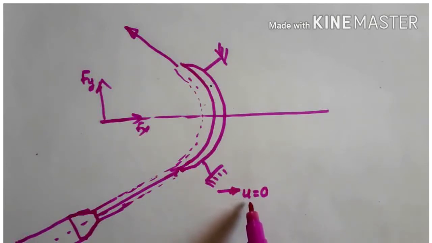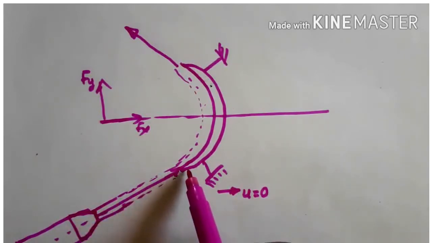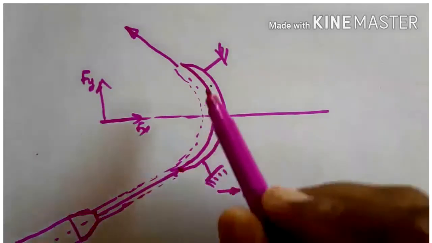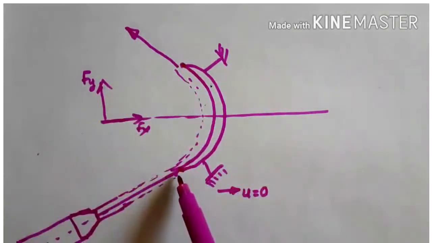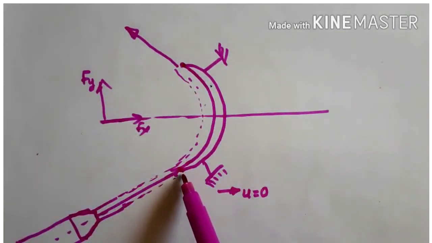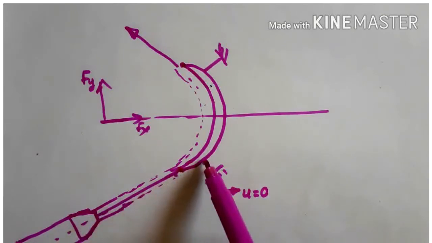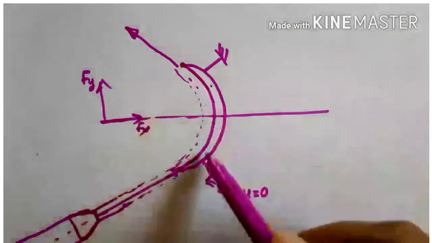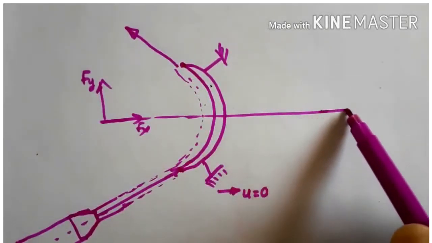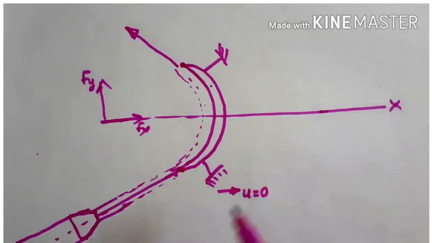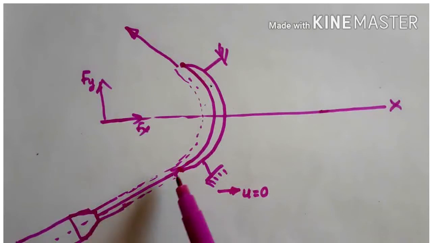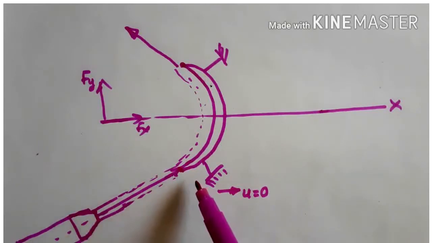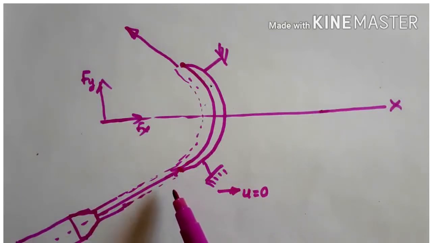Here we make the jet strike the plate tangentially at one of the tips. These are called the tips of the vane or tips of the plate. It is striking tangentially by making some angle with the horizontal, and the plate is kept unsymmetrically about the x-axis. This is the x-axis. For this case we need to calculate the hydrodynamic force in a similar way as in the previous cases.